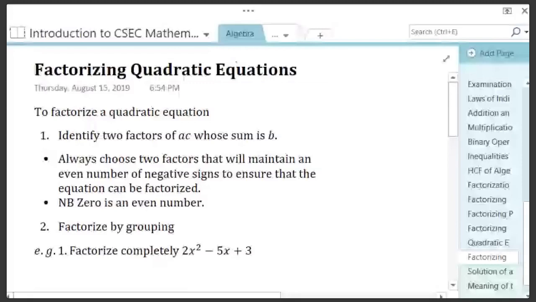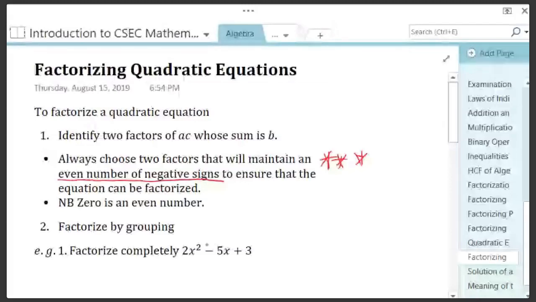Always choose two factors that will maintain an even number of negative signs to ensure that the equation can be factorized. This is the rule I created here. You want to make sure that you have an even number of negative signs. Obviously, if all these quantities were positive, then you would have zero negative signs. Now zero is an even number, so this rule still works. It doesn't matter whatever they give you, just maintain an even number. Choose factors so that you can maintain an even number of negative signs.